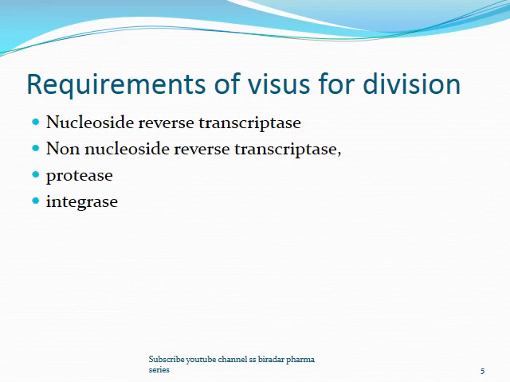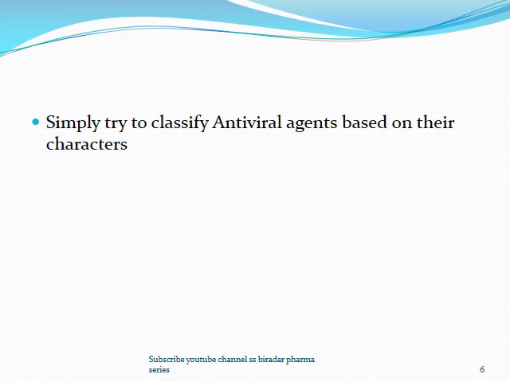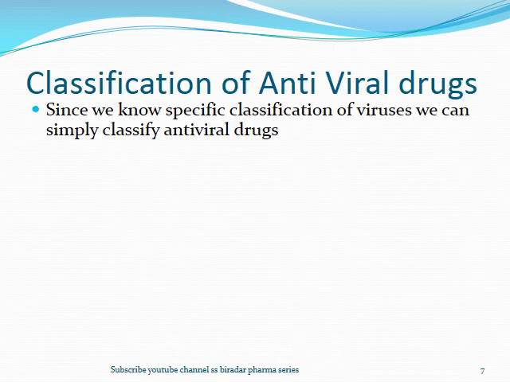So what are the requirements for the virus for division? They are nucleoside reverse transcriptase, non-nucleoside reverse transcriptase, protease, and integrase. These are all enzymes. We will simply try to classify the antiviral agents based on their characters. So now we know the specific classification of viruses.